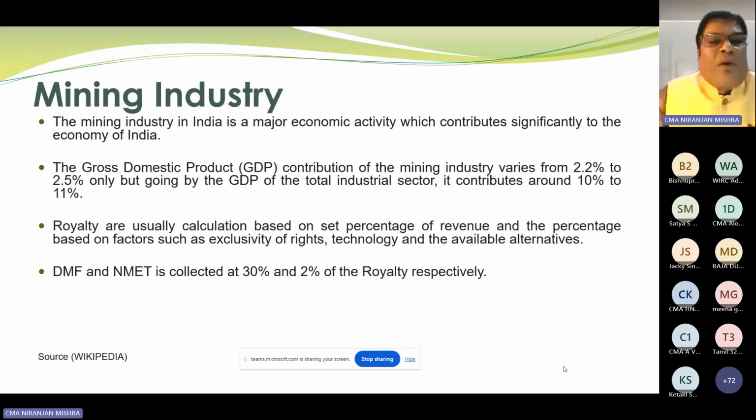So I am talking about the GDP. GDP means the consumption of the industry, consumption of the consumers. But coming to the revenue percent, if we see, the government is getting royalty, then DMF and NMET. These three are the basic sources of revenue for most of the states.